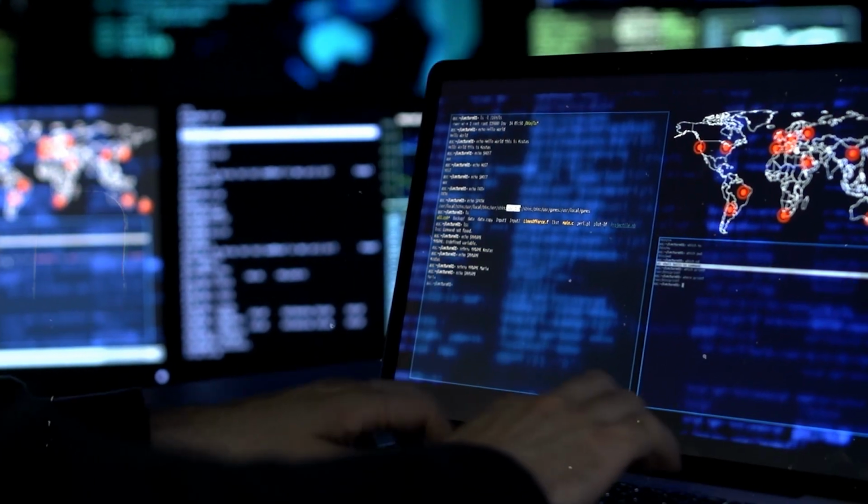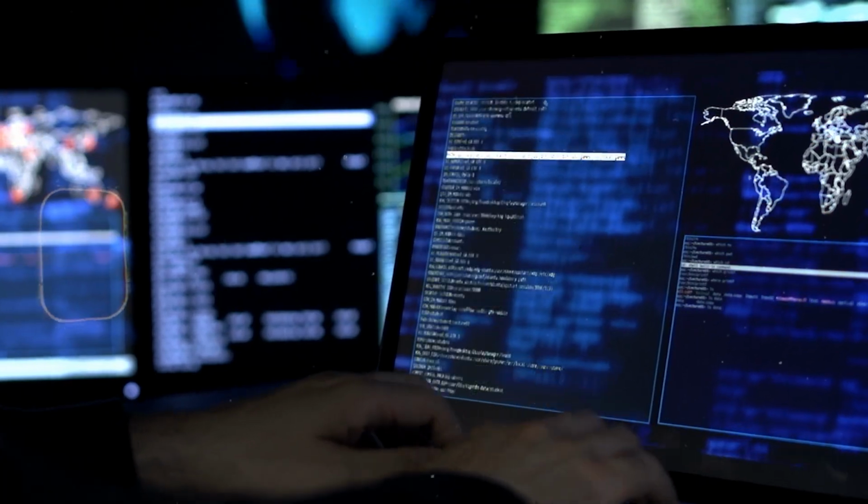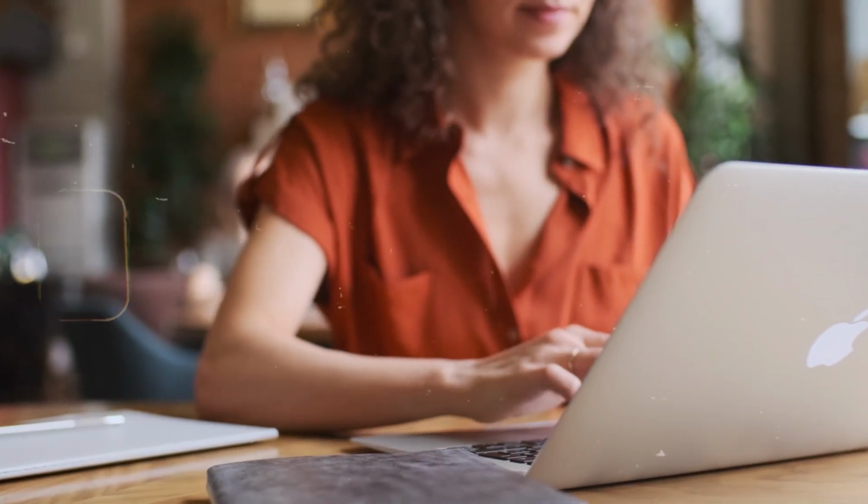So before I get into the tools, let's talk about some best practices. One best practice really. So let's talk about OSINT best practices. You're going to want to distinguish between data and intelligence.